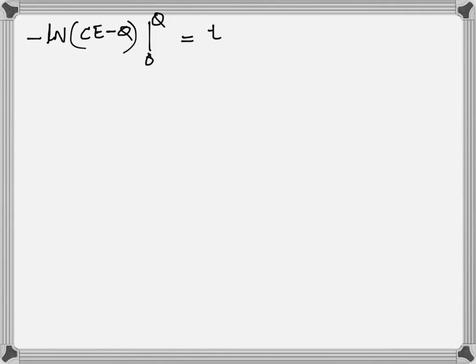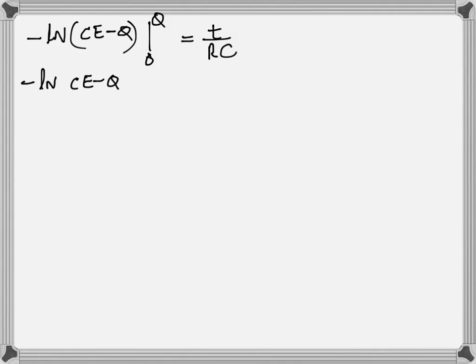It's not that clear, I'm sorry. So natural log CE minus Q, limit 0 to Q is equal to, the right-hand side, of course, is T by RC. Let me slow this down. And then Q first takes the value Q, and then Q takes the value 0. Isn't that how it is?